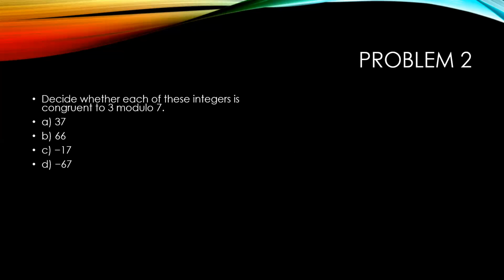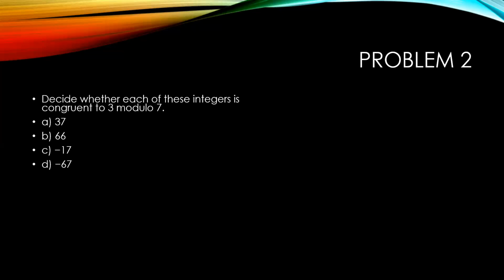So 37 is congruent to 3 modulus 7, 66 is congruent to 3 modulus 7, -16 is congruent to 3 modulus 7, and -67 is congruent to 3 modulus 7. Don't forget the meaning of modulo or congruency. We subtract 3 from the given and then divide it by 7. If the result is 0, it means it's congruent, it means divisible by 7. If not, it's not congruent.